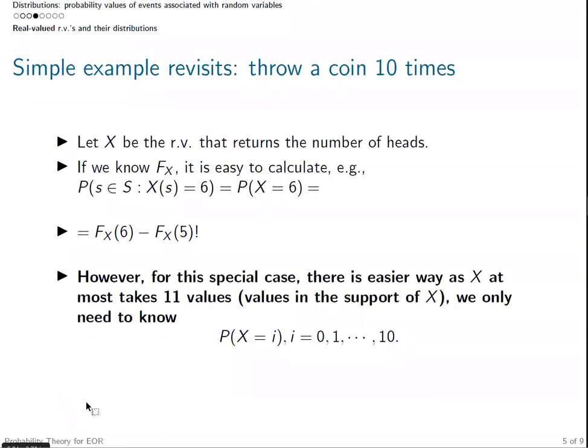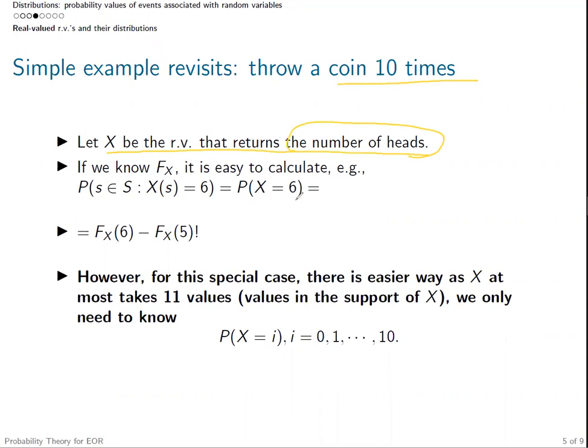Okay, now let's take a look at one simple example. We say that to know the distribution of a real valued random variable, we only need to know the probability values for certain types of random events generated by that random variable. In the real valued random variable case, we only need to know the CDF function. So let's consider this simple example. Let X denote the random variable that equals the number of heads if we throw a coin 10 times.